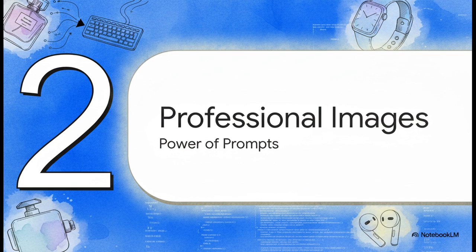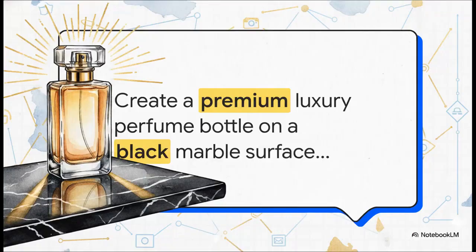Moving right along to Section 2, Generating Professional Product Images. Let's talk about the absolute power of prompts. Now think about how this works for a luxury item. We aren't just saying to the AI, hey, make a picture of perfume. No way. We're getting hyper-specific. We're asking for a black marble surface, golden lighting, and cinematic reflections. It's like being a high-end art director. The more specific you are with those environmental details, the better the final output becomes.